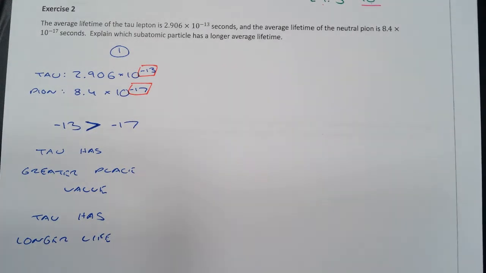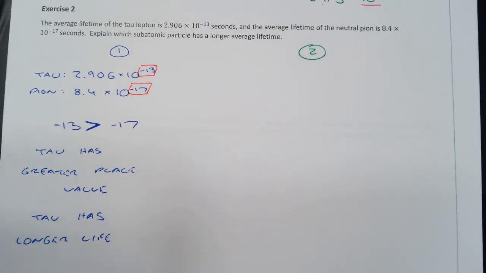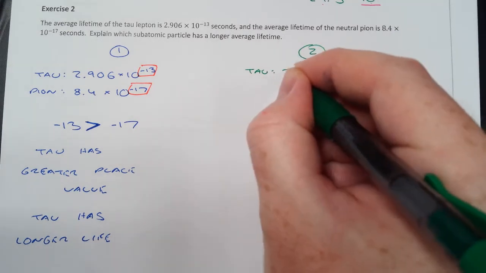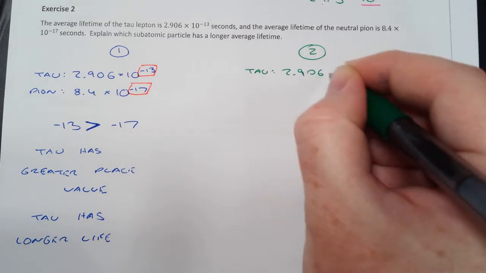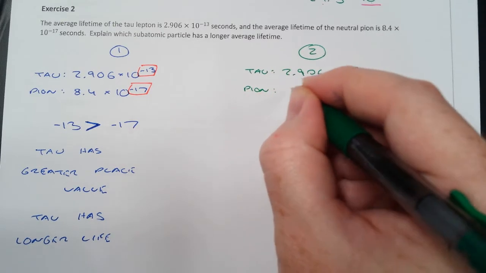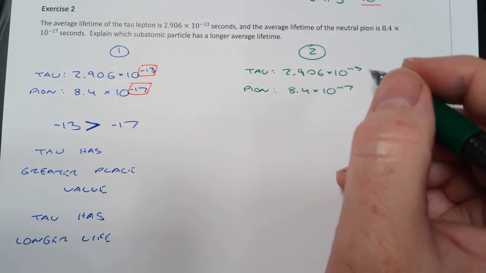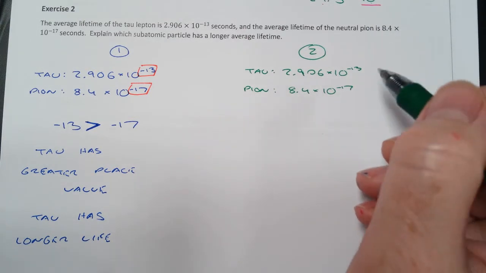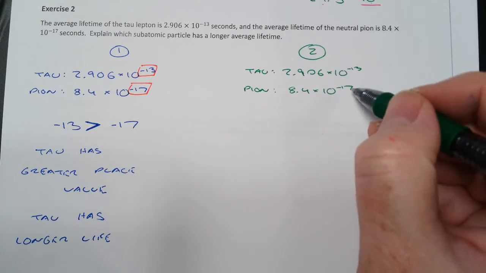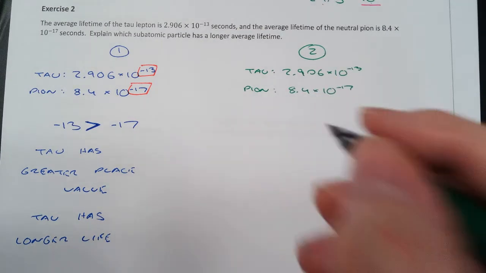Let's check our work with right way number 2. Let's write these again. The tau is 2.906 times 10 to the negative 13th. The pion is 8.4 times 10 to the negative 17th. Now, the right way to do this, remember, for method 2 is to make the place values match. So I'm going to change the pion because the pion has a negative 13 inside of it. Watch what I do here.